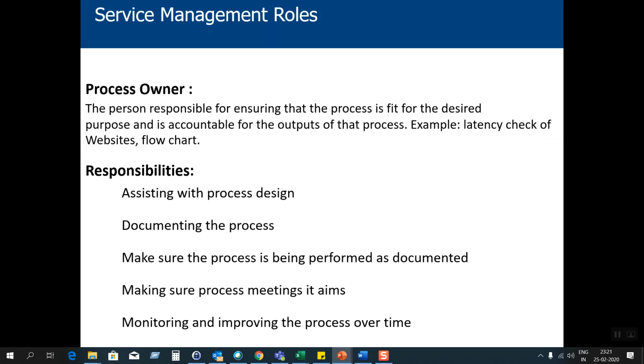So I'm moving into the next slide, which is called process owner. You all know what a process is. If I design a new process, like a flow chart from point A to point B, showing how the process goes, then I am the owner of the process. I have to make sure that the process is being performed as documented. I have to make sure that the process which I created is meeting its aims, and I have to keep updating the process. It's my responsibility. So whoever creates the process, he or she would be the process owner.